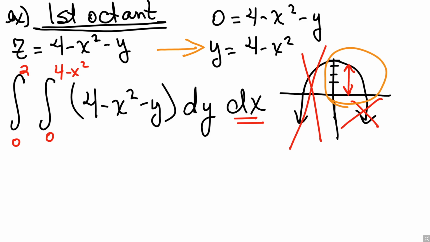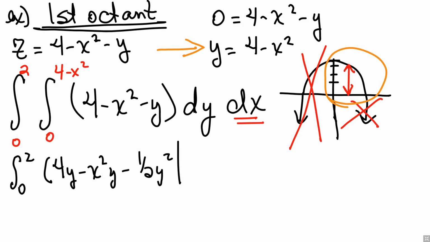Okay, so let's evaluate. We're going to go from 0 to 2, and integrate with respect to y first. So if we do that, we're going to get 4y minus x squared y minus 1/2 y squared, and we're going to evaluate that from 0 to 4 minus x squared, and then integrate with respect to x. Again, the nice thing is that if we plug in 0, we get 0, so all we have to do is worry about the upper limit. So we're going to do the integral from 0 to 2.